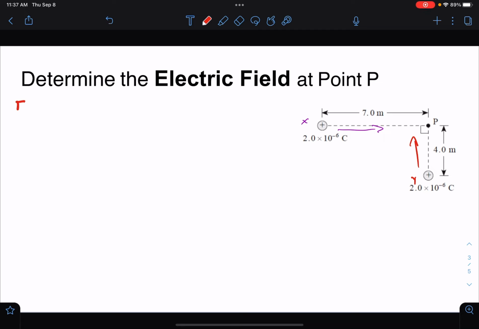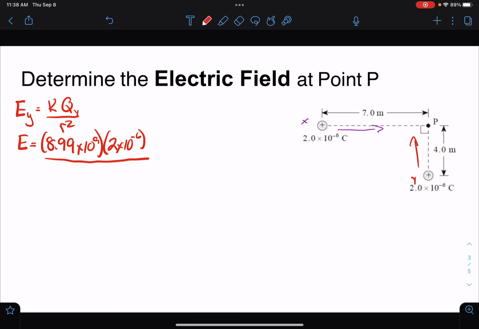Okay, so our electric field, and again, we're doing electric field. Our electric field in the y direction is going to be K, I'm going to call that QY, over R squared. Which in this case would be 8.99 times 10 to the 9 multiplied by 2 times 10 to the negative 6, divided by our R, which is 4.0 meters, squared. So our field in the y direction here is going to be 1,124 newtons per coulomb, and that is up in that direction.